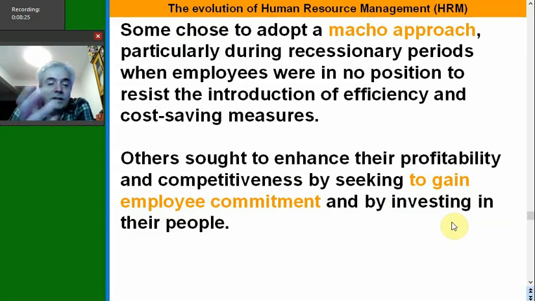So then we're going to see here a division, right? Some people are going to impose. Oh, this is the macho approach. I'm going to impose; you have no choice, the employee. But other people try to gain their commitment, right? Being nice to gain the employee commitment. So, which one is better? We have to see the results, and we're going to have some discussions about that.